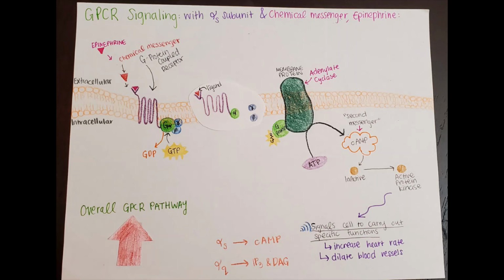So in this case, epinephrine was the chemical messenger or first messenger. The GPCR was our receptor. The G protein subunit activated our enzyme, adenylate cyclase, and our second messenger was cyclic AMP. This is just one of many GPCR pathways in the body, and although different, each GPCR pathway follows the same mechanism illustrated in the video, with different chemical messengers or target enzymes.